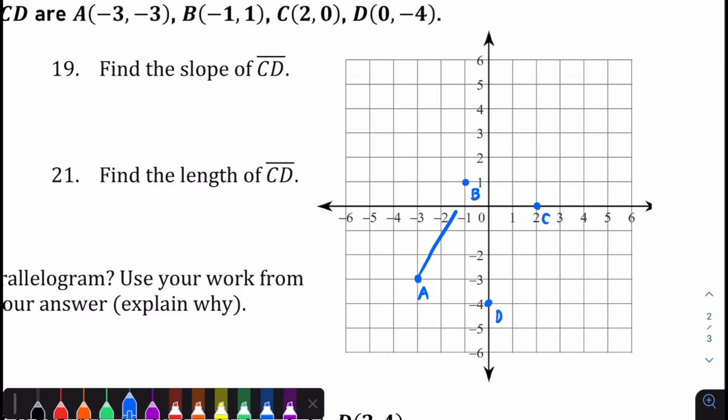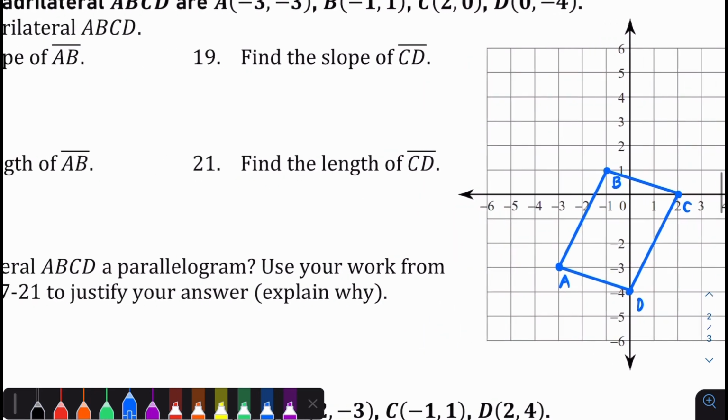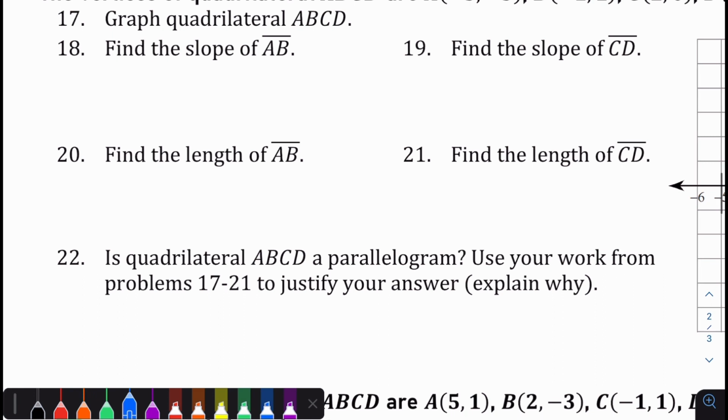So I'm going to connect A to B, B to C, C to D, and D back to A. And it kind of looks like a parallelogram. But let's go ahead and answer the questions first. Number 18 says, find the slope of side AB. If you don't remember the slope formula, I did put it down below.